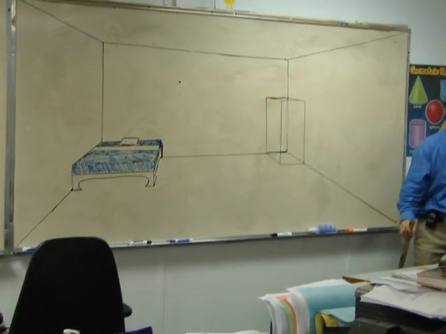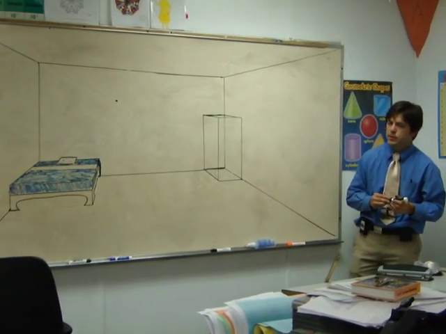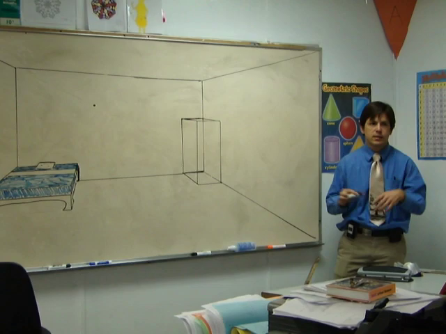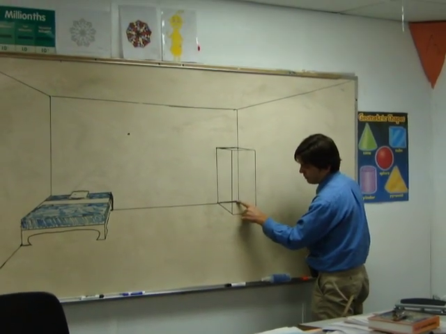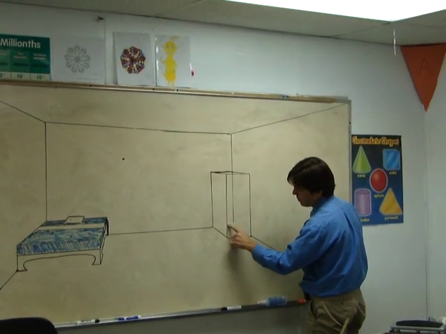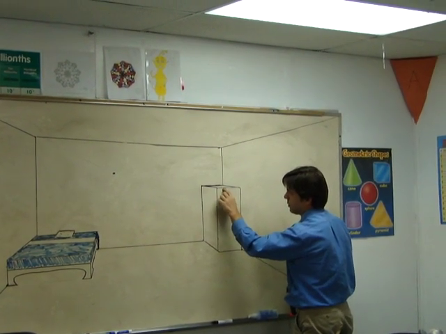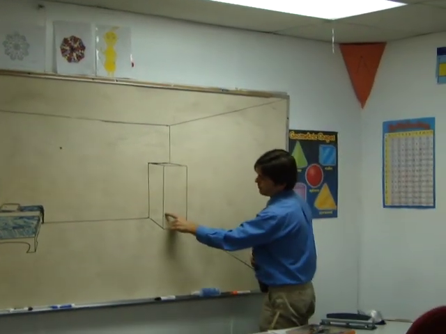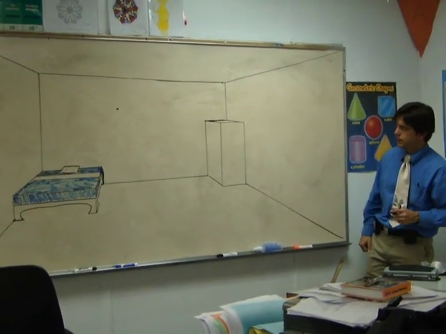And we've got our rectangular prism. Once we have the rectangular prism, that's when it's time to erase the unnecessary lines. So we'll get rid of this line, and this one, and this one, and this one, and this little one. And we got a one-point perspective dresser.